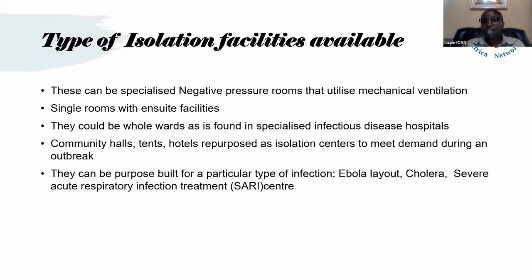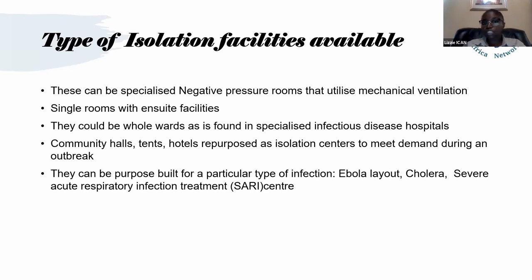And for the types of isolation facilities that are available, you can have specialized units which have negative pressure rooms that utilize mechanical ventilation. You can have single rooms with an ensuite facility. It could be a ward, as in those that are found in an infectious disease hospital. It could be a community hall, which has been set up to be a makeshift isolation area. It could be tents, or it could be hotels that are repurposed as isolation centers to meet the demand during an outbreak. I think we have seen all this happening in our respective countries where we are coming from.